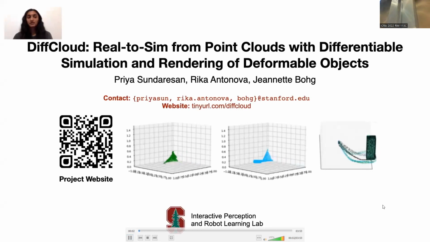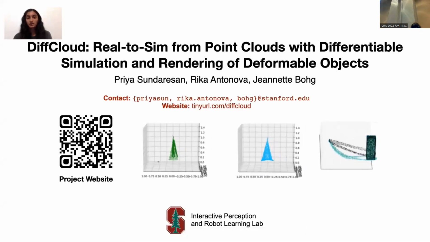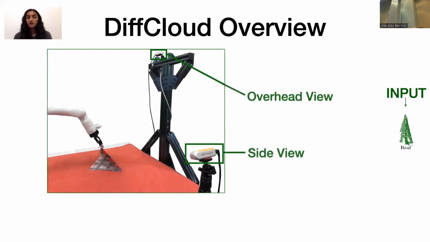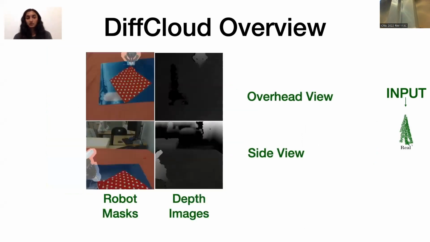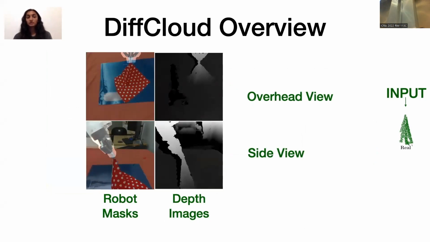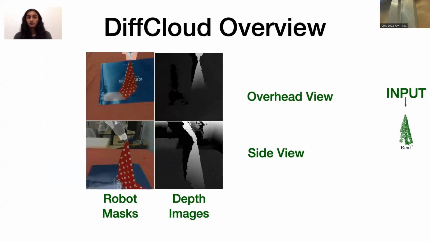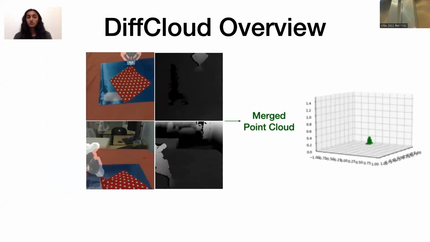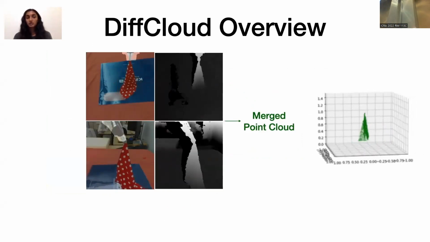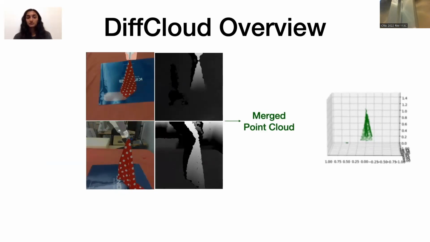We present DiffCloud, real-to-sim from point clouds with differentiable simulation and rendering of deformable objects. First, we will describe DiffCloud inputs. Our hardware setup consists of a Kinova robot and 2 RealSense cameras, one mounted on the side and one overhead. Next, we manipulate deformable objects and record point clouds from both views. Using knowledge of the geometry, kinematics, and meshes of the Kinova robot, we also mask out the robot from point cloud frames such that only the deformable object is captured. The merged point clouds serve as input to DiffCloud.